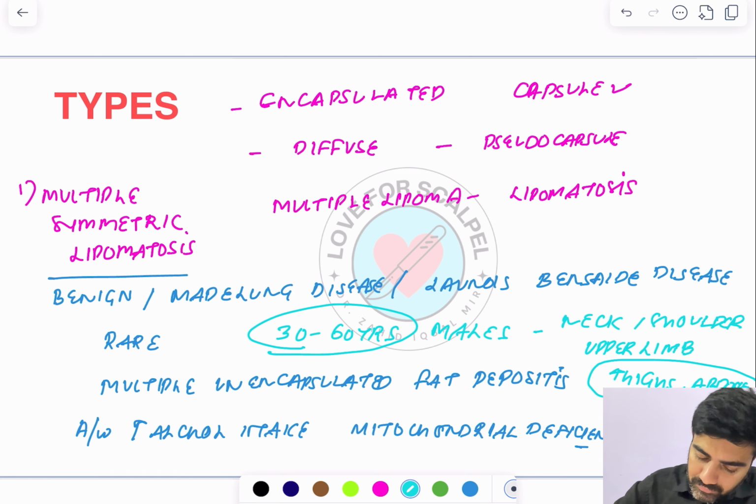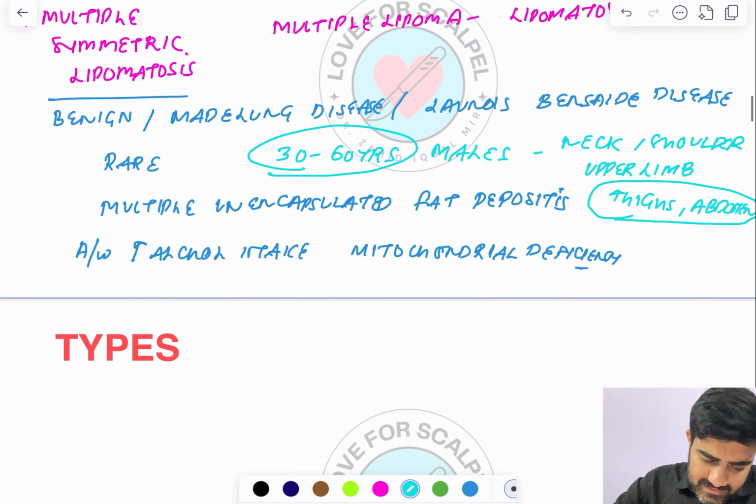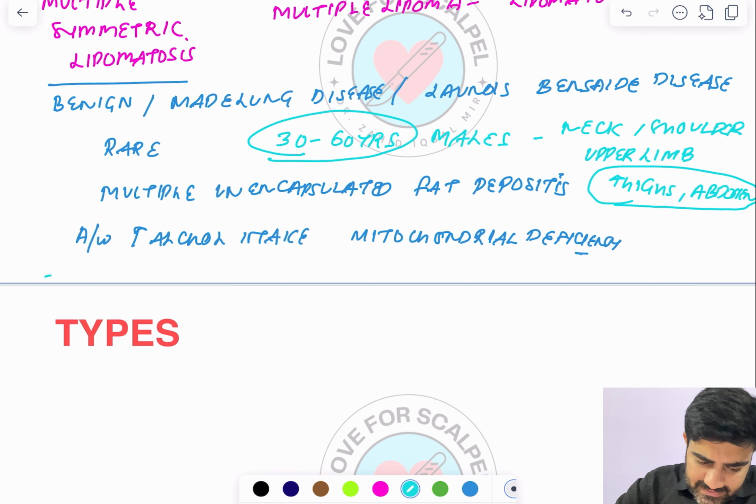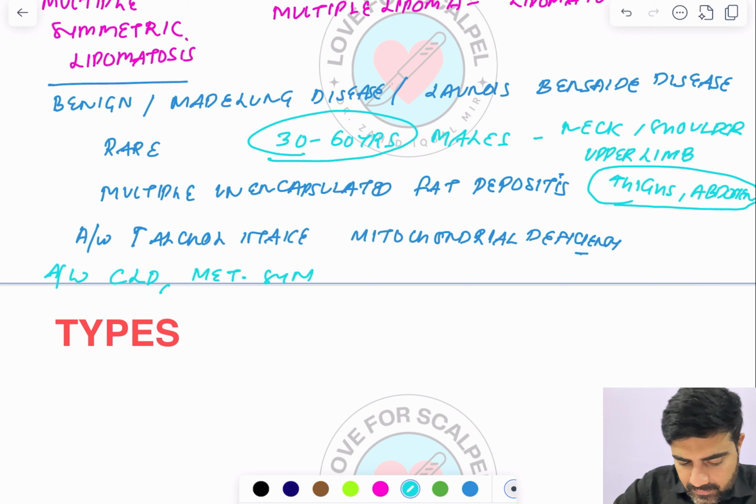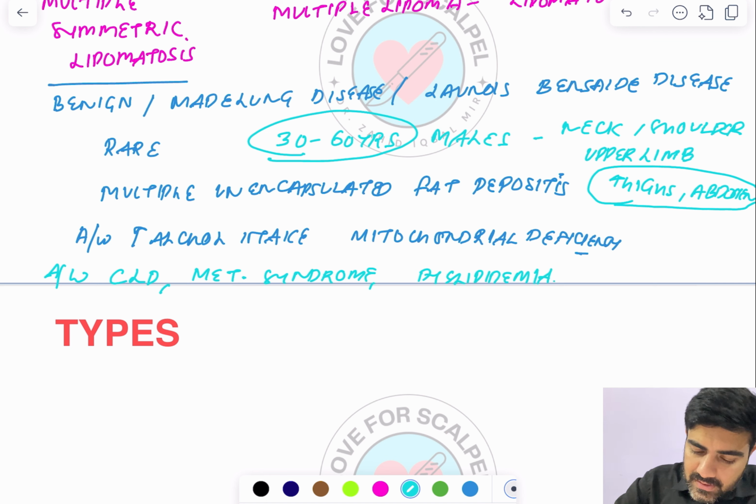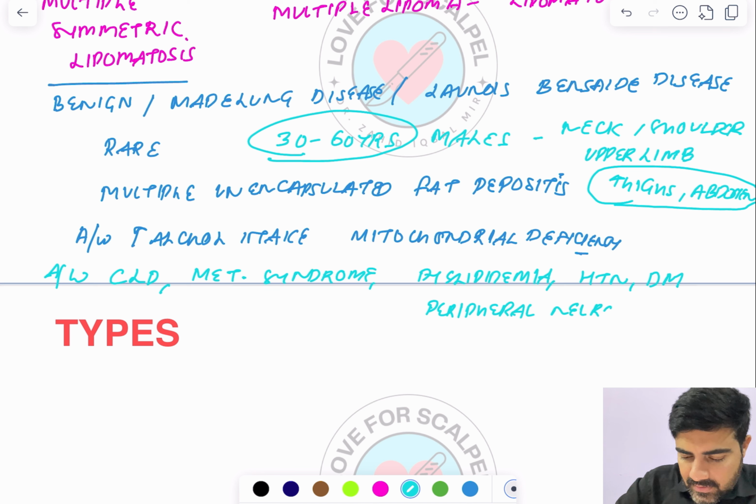It is associated with CLD, chronic liver disease, metabolic syndrome, dyslipidemia, hypertension, diabetes mellitus and peripheral neuropathy. So it is associated with these diseases.